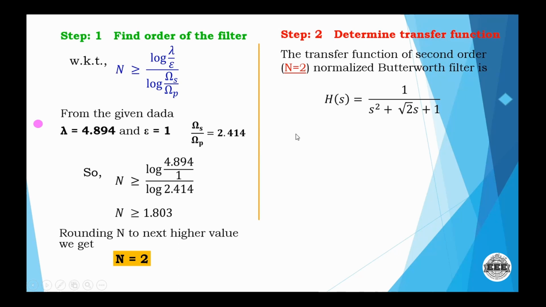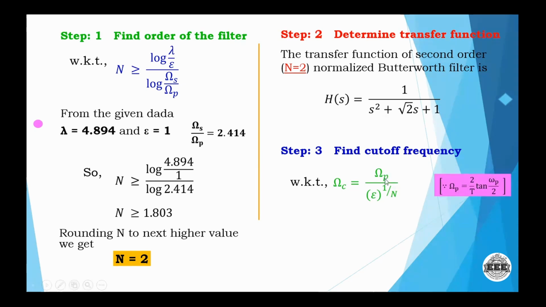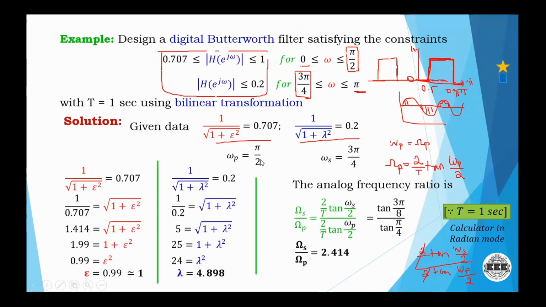The second step has been completed. Then we move to the third step. What is our third step? We need to find the cutoff frequency. What is the formula we know? For the cutoff frequency, Omega C is equal to pass band frequency divided by epsilon power 1 by n. We directly substitute in this formula because we know the value of epsilon. We also know the value of Omega P. What is the Omega P formula? 2 by T tan of omega P by 2. What is the omega P value? The omega P value is pi by 2.